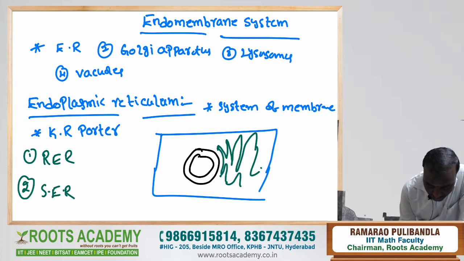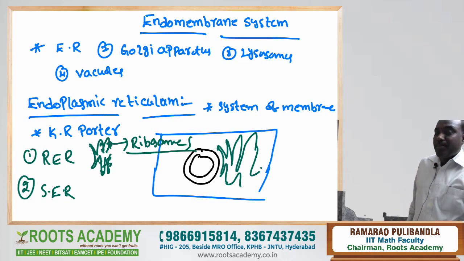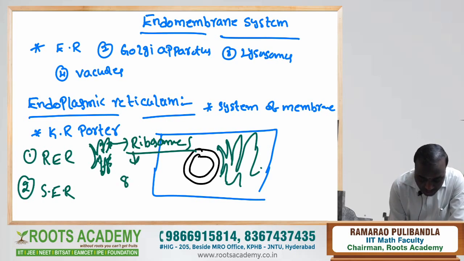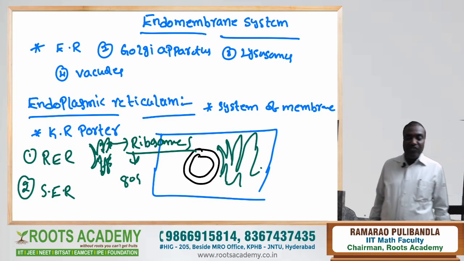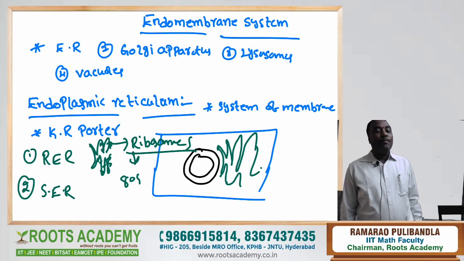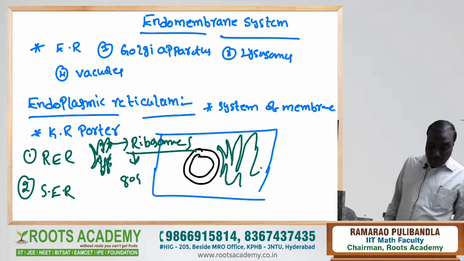Right. Here this is the rough endoplasmic reticulum. Rough endoplasmic reticulum is due to the presence of ribosomes. Which type of ribosomes are found on the rough endoplasmic reticulum? 80S type of ribosomes are present on the rough endoplasmic reticulum. Rough endoplasmic reticulum is meant for protein synthesis. Second one is the smooth endoplasmic reticulum.